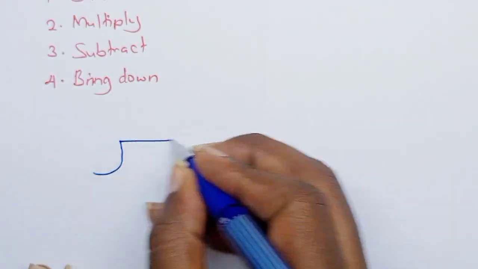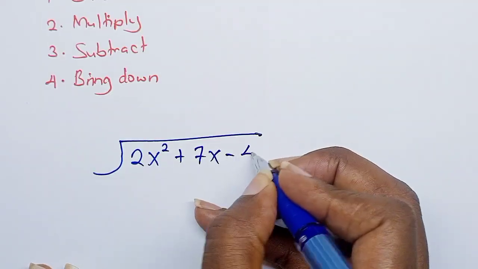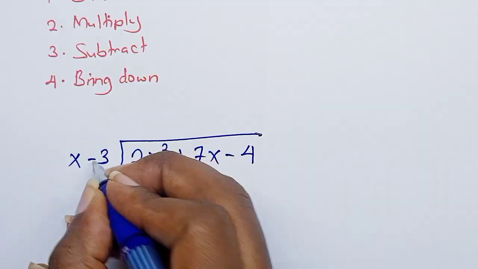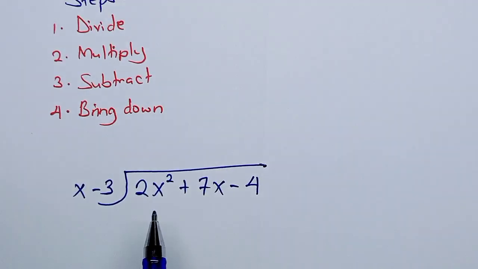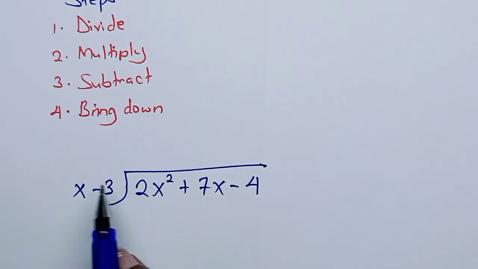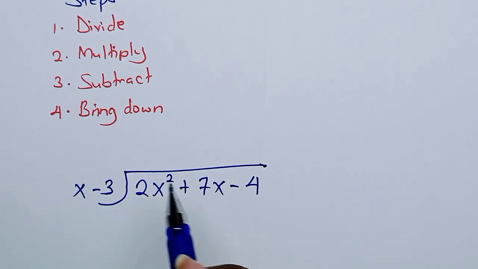So this is what we have. 2x squared plus 7x minus 4. Here we have x minus 3. So how do you go about this? We've said 1 is we divide. So what you do is you get the first term of the quotient, then divide it by the x term of the divisor. Not the whole divisor, but only the first term of the divisor. Okay?